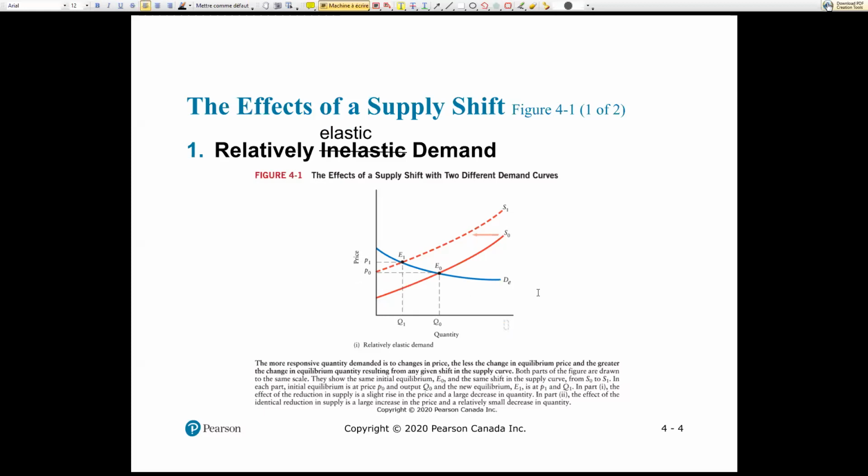So that's how you know it's elastic: it will look horizontal. So if it's horizontal, it's elastic, and if it's vertical, it's inelastic. Yeah, exactly. If you have quantity there and price here.